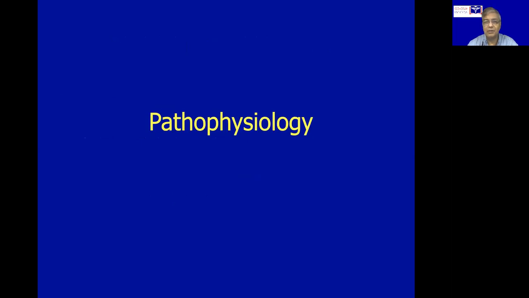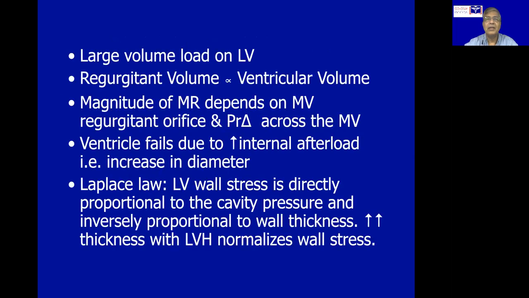Coming to the pathophysiology. There's a large volume overload on the left ventricle, and you have to remember that the regurgitant volume is directly proportional to the ventricular volume. So as the ventricle becomes bigger and bigger in size, the regurgitant volume keeps on increasing. The magnitude of the mitral regurgitation depends on the mitral valve regurgitant orifice and also on the pressure gradient across the mitral valve. The ventricle fails due to an increase in the internal afterload, that is, an increase in the diameter of the ventricle.